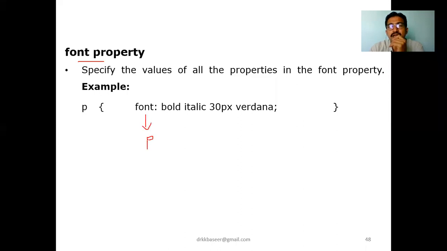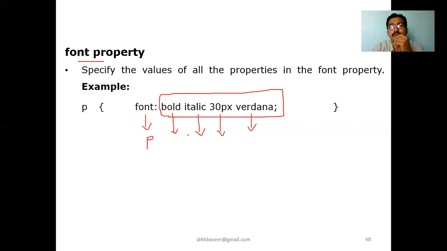In this font property, you can directly use, as its value, all the different values of your font properties. Like bold belongs to font weight. This is font style. This is the pixel, the font size. This is font family. How many properties are you adding here? Four properties. This is a font weight, right? This is style, font style. This is the size. This is the family, font family, right?